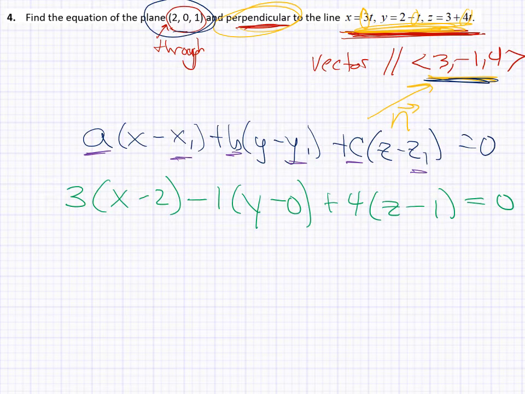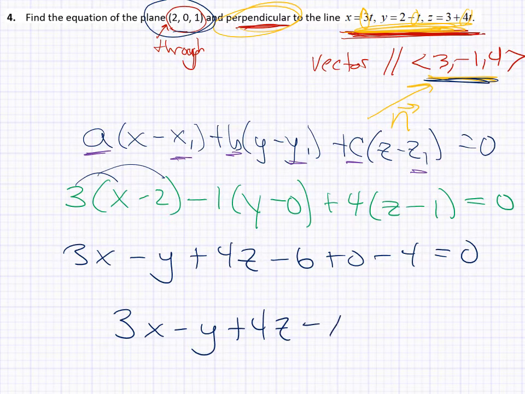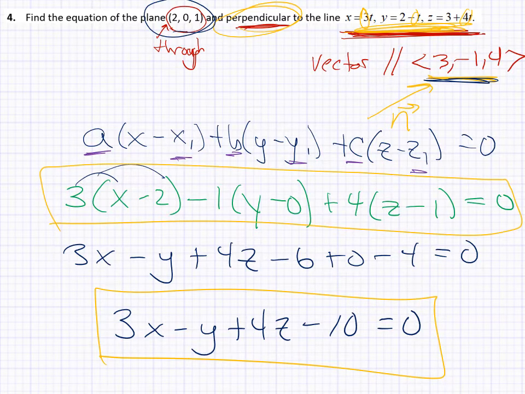We can also write our general form by distributing all this out and collecting like terms, in which case we would get 3x minus y plus 4z, then a minus 6, a 0, and a minus 4. Collect all those constants, and we would end up with 3x minus y plus 4z minus 10 equals 0. So there are two acceptable ways to write your answer here. This one and this one. I don't care which one you use. They're both acceptable, standard form and general form. You should be able to go either way with it.